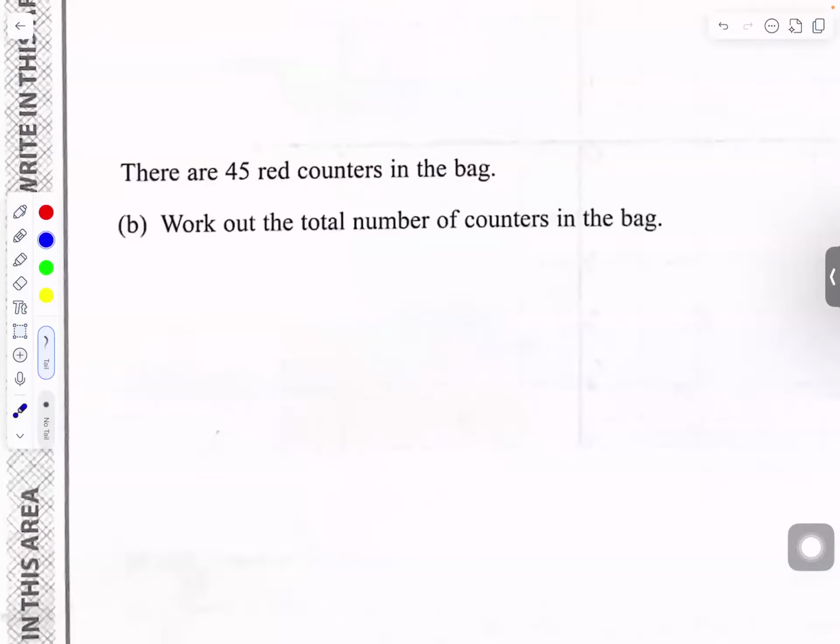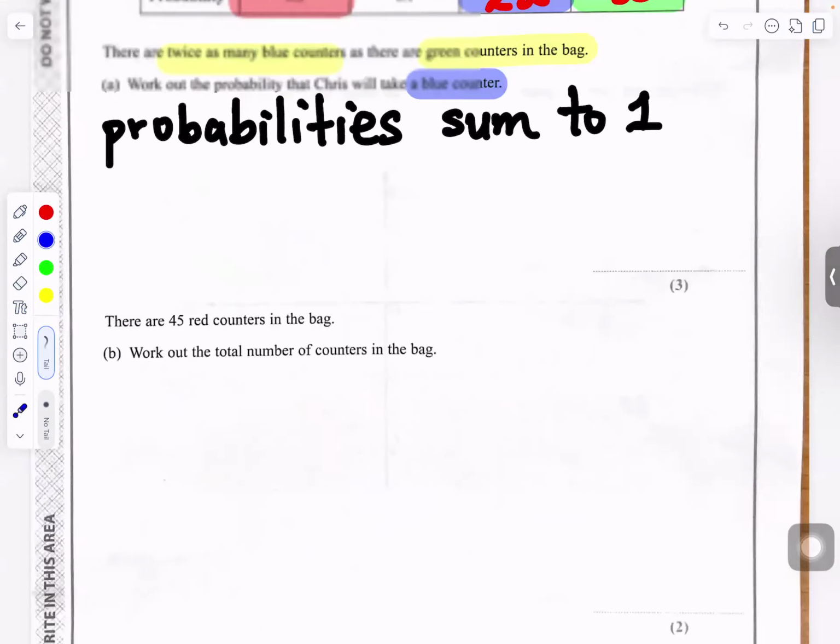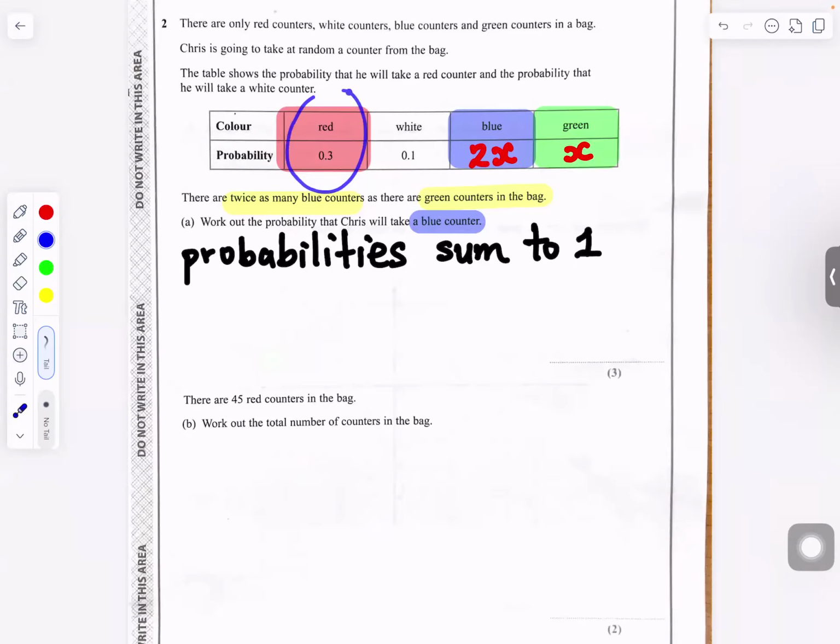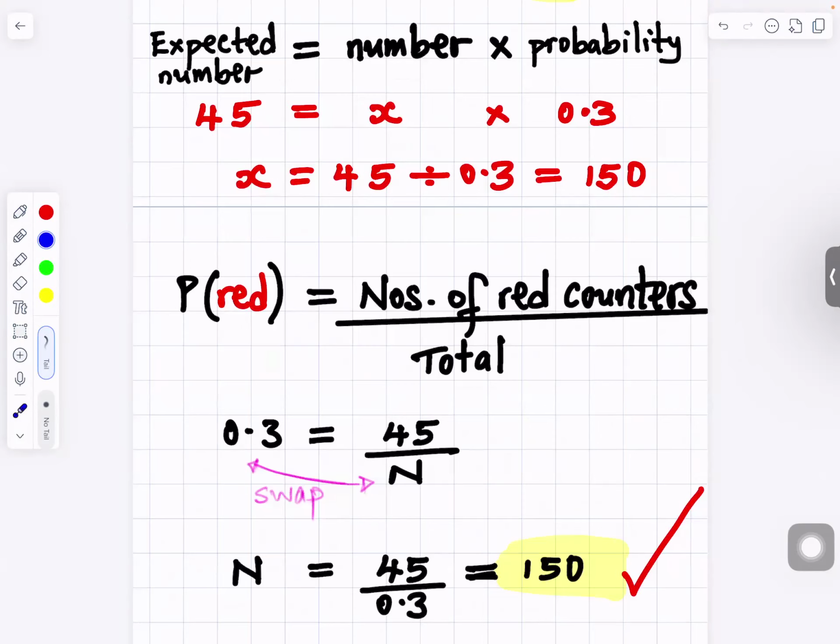For the second part, there are 45 red counters in the bag. Work out the total number of counters in the bag. So we know for the red, there's 45 of them. So let's go and work out the number of counters altogether. The way to look at this question is to use this formula: expected number equals the number times probability. So we know there's 45 red, and x times the probability 0.3. So we would have x to be 45 divided by 0.3, which gives you 150.